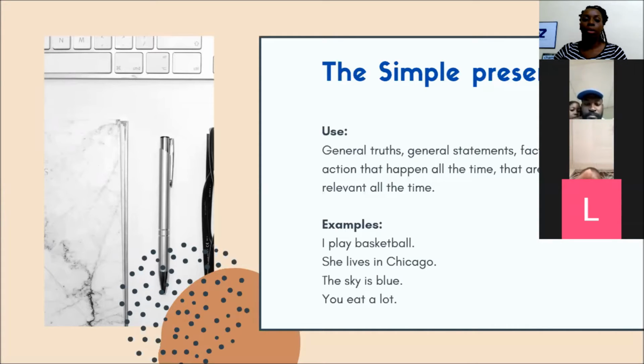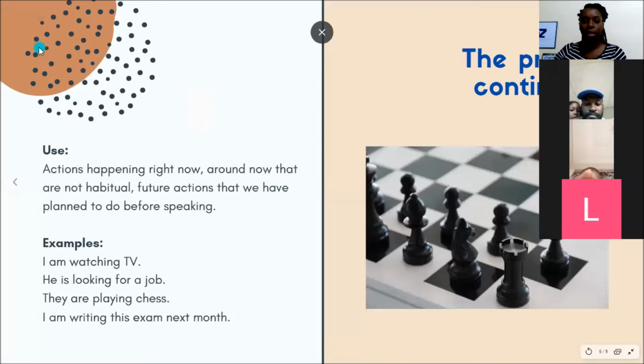The next tense that we're going to look at is the present continuous. The present continuous is used to talk about actions that are happening right now, actions that are happening around now that are not habitual, and to talk about future actions that we have planned to do before speaking. So let me explain what that means. Actions that are happening right now at this moment in time.